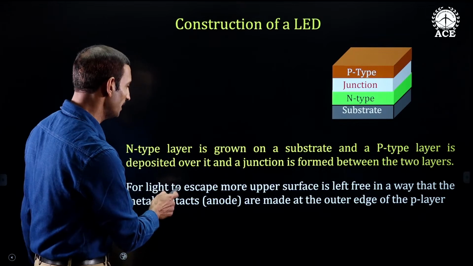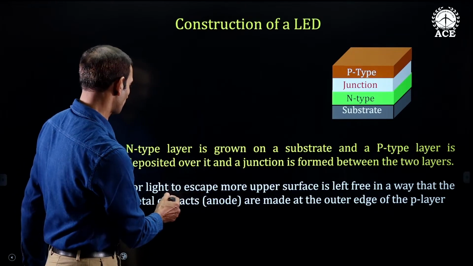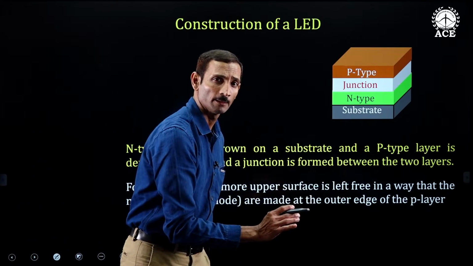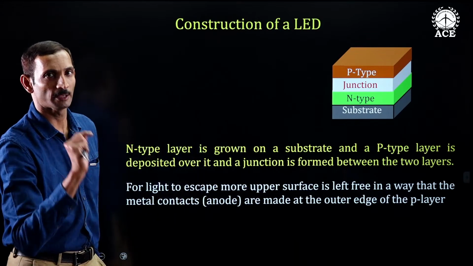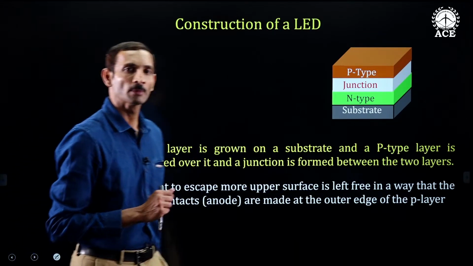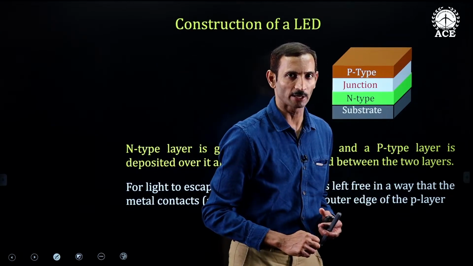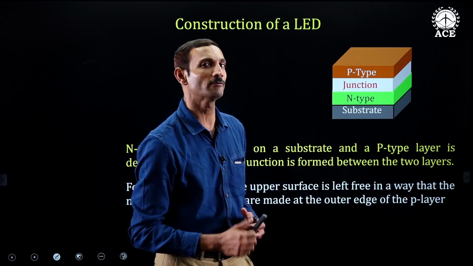Next, for light to escape from the upper surface, more of the upper surface is left free in a way that the metal contacts are made at the outer edge of the P layer. What do we mean by this? If this is a diode made up of a direct bandgap semiconductor, when it is forward biased, it is going to give out light. Where is it going to give out light?